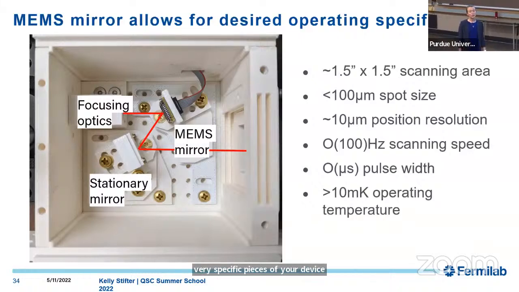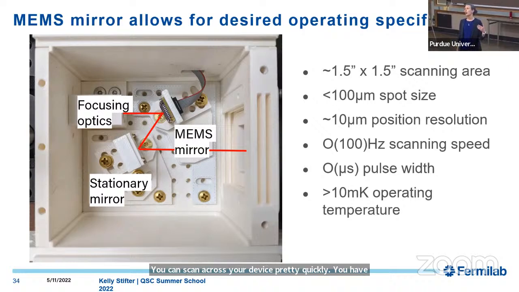With this small spot size, you're able to target very specific pieces of your device. We're expecting about a 10 micron position resolution, so you have really excellent repeatability. You can scan across your device pretty quickly. You have a pretty small pulse width, and all of these things you get at temperatures all the way from room temperature down to about 10 millikelvin.